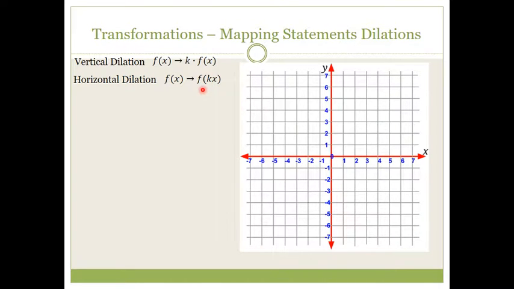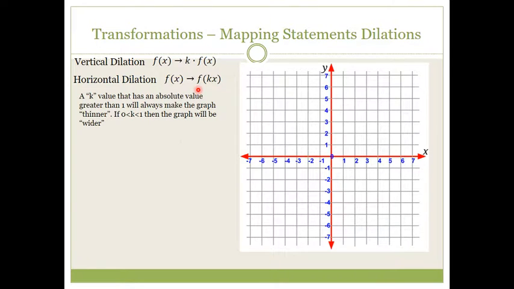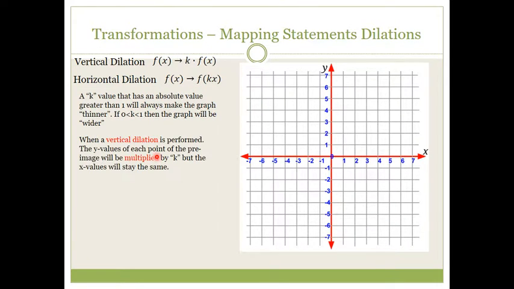Okay, there's a slight difference between the two, and I know it might have been confusing in the lesson about exactly what is the difference between the two. All right, when you do a vertical dilation, the y values of each point on the pre-image are going to be multiplied by k. But the x values are going to stay the same. So if the x values are staying the same, you're stretching the function up and down. Whereas what they would say is you're moving it toward or away the y-axis.